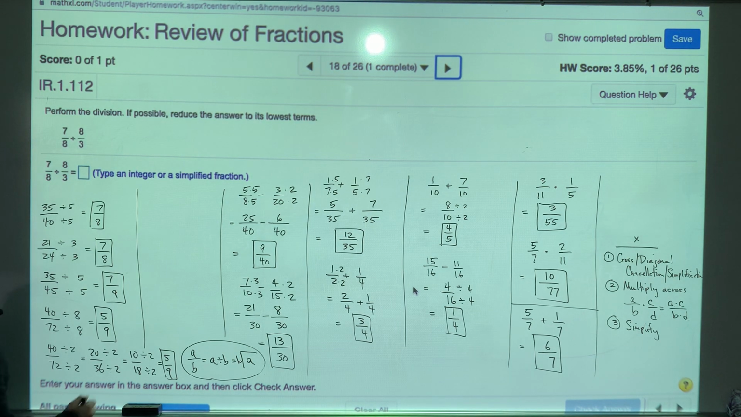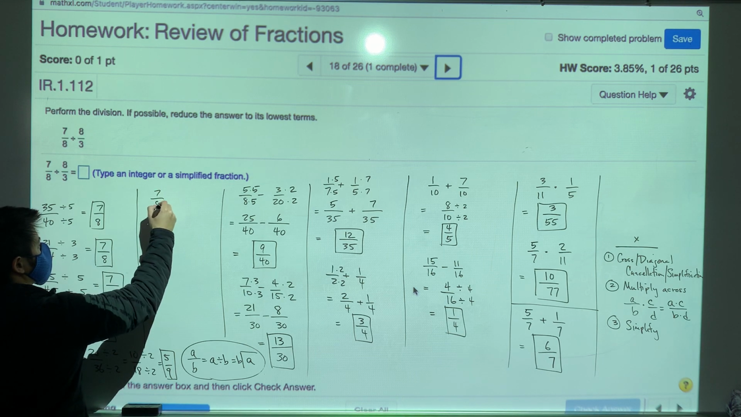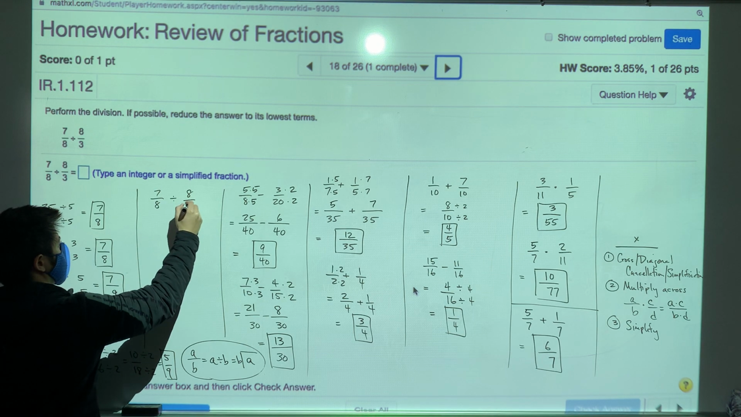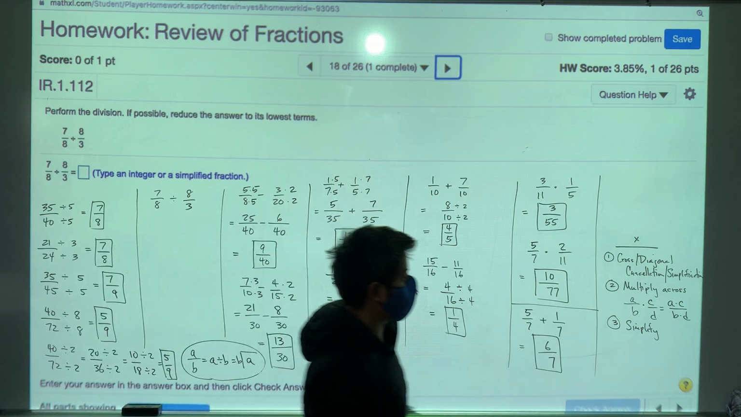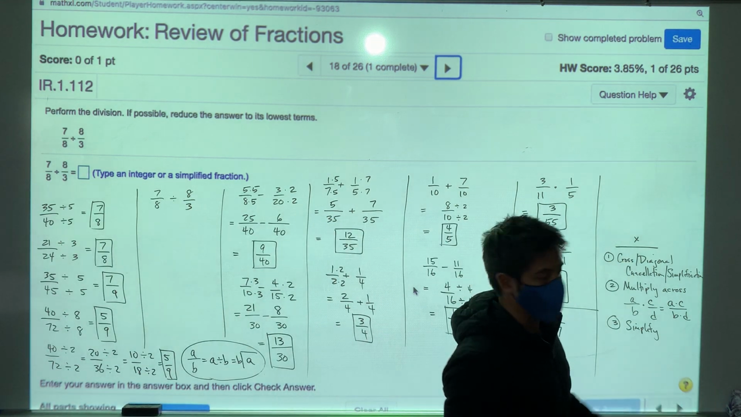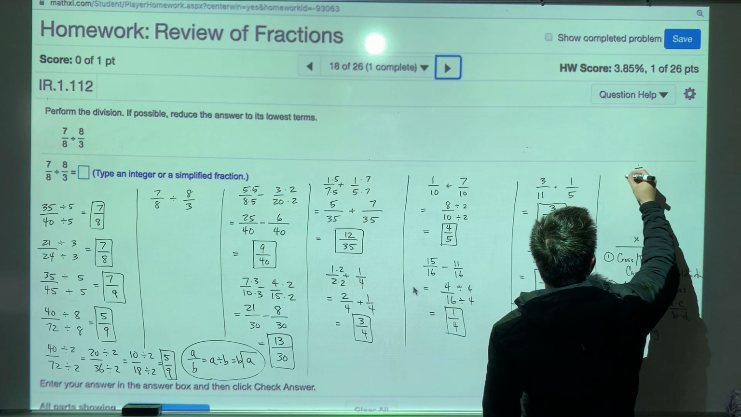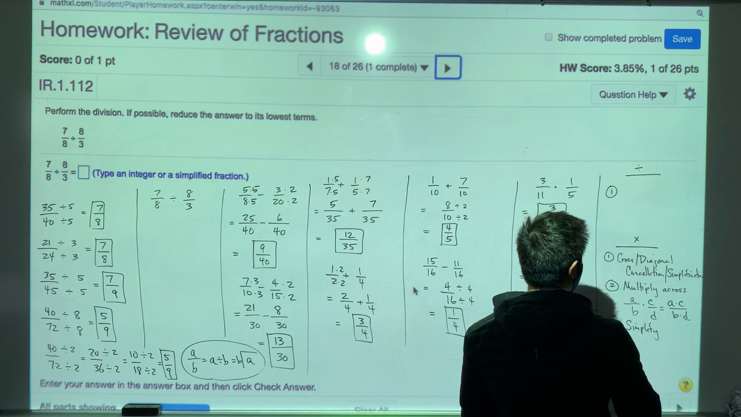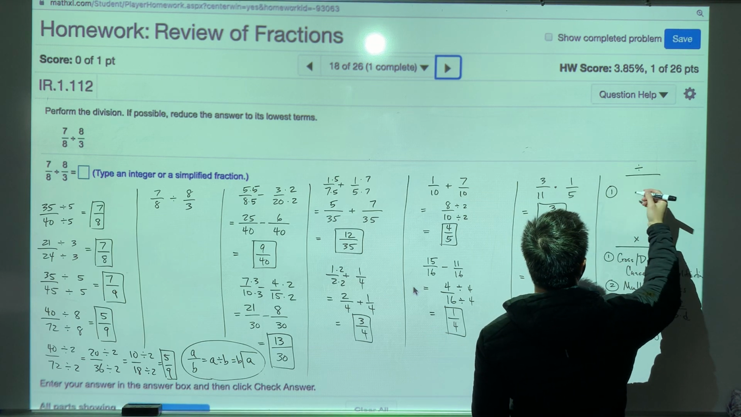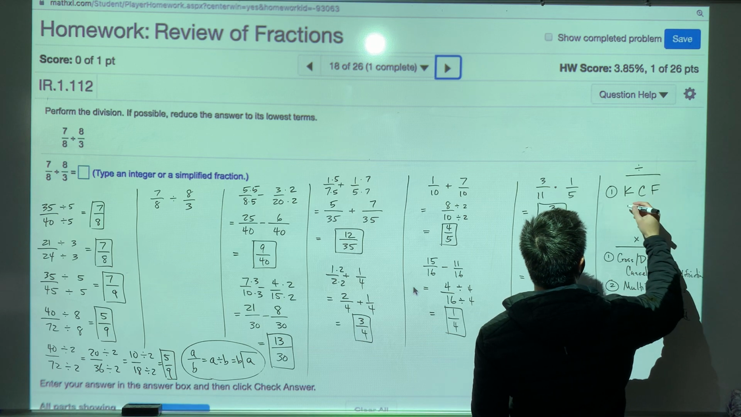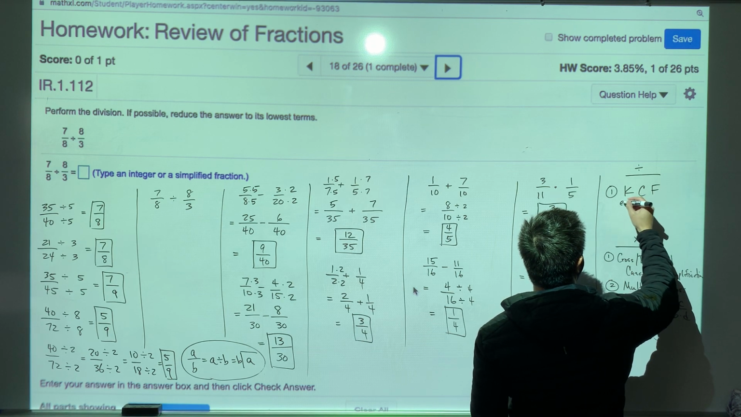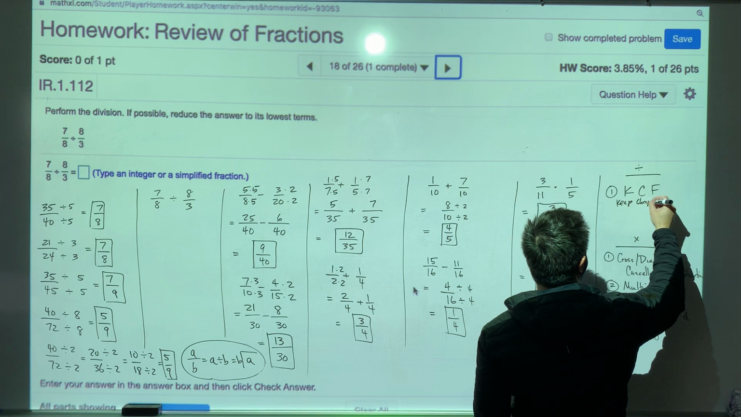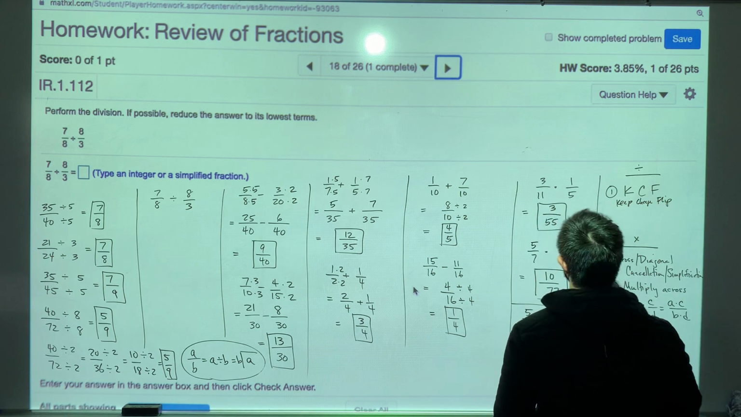All right, so 7 over 8 divided by 8 over 3. This is the first time we've seen division, and so I left a space above the multiplication rules so that I could give you our division step. So when you see division, the very first thing, the first and only thing you're going to do is something a student of mine passed on to me many years ago. And that's going to be a KCF, so that's keep, change, and flip. Let's take a look at what that means.